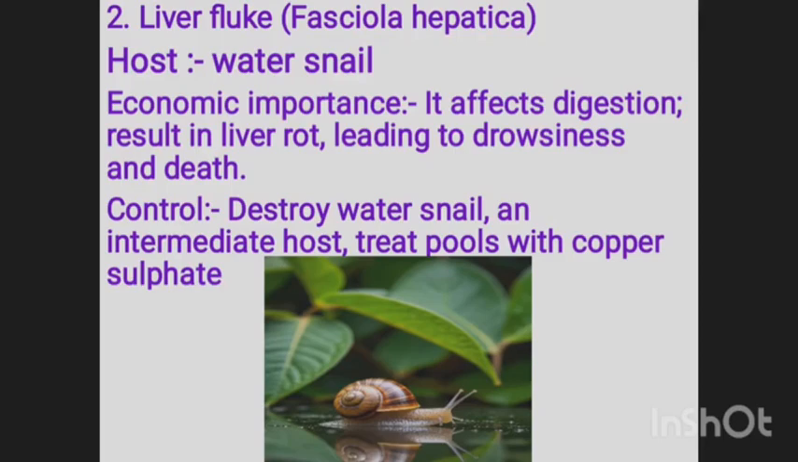Next we have the liver fluke. Liver fluke, majorly their host is the water snail. Let's look at the economic importance or the effects of the liver fluke. It affects the digestion. It results in liver rot. It leads to drowsiness and death of the animal.